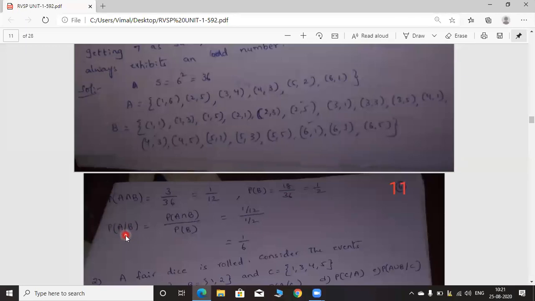Okay. So substitute the values in the given formula. Probability of A given B is equal to probability of A intersection B by probability of B, which is equal to 1 by 12 by 1 by 2, which is equal to 1 by 6. Okay.